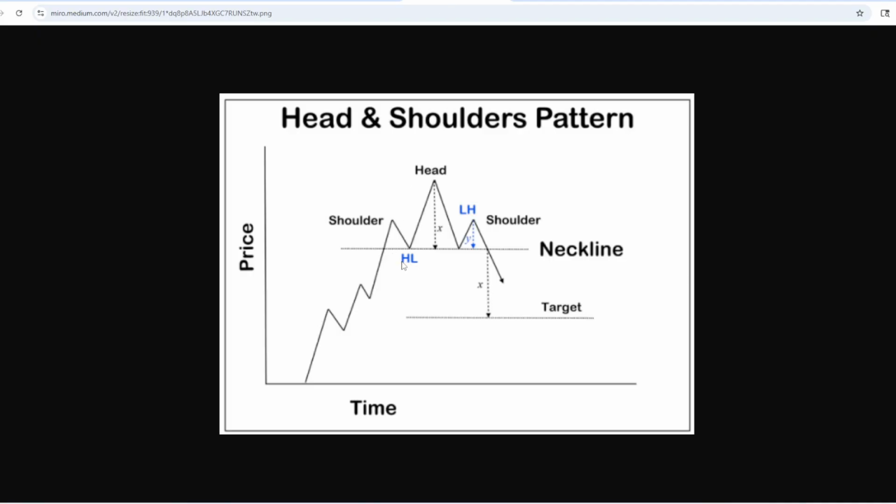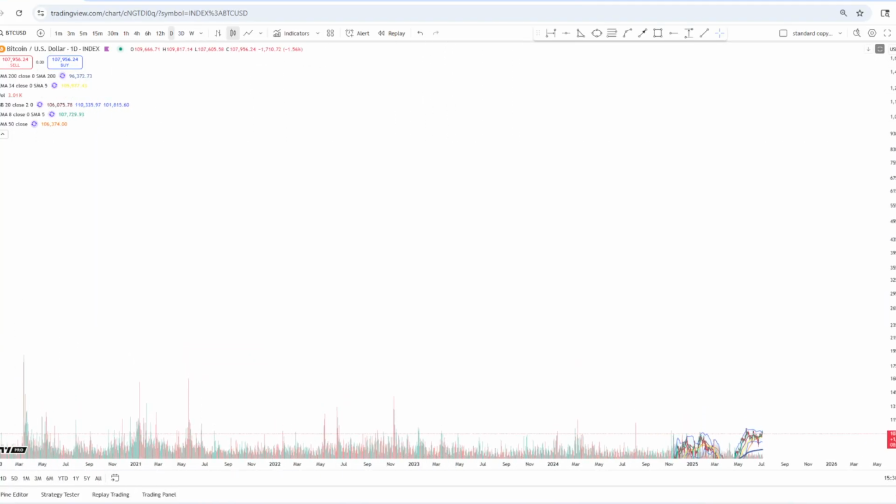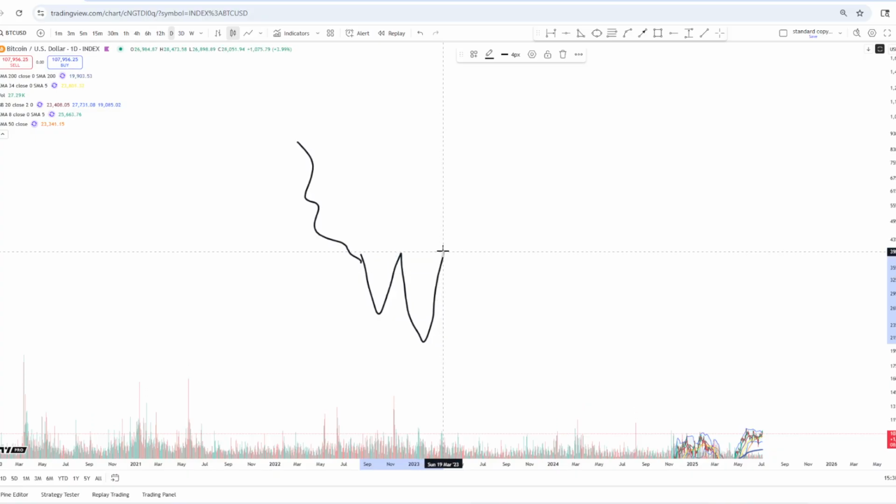For the last video, we talked about the head and shoulders pattern. Today we're going to talk about the inverse, or inverted, head and shoulders pattern. Now, this can come after a move down. After a move down, an initial low is set. Then you set a lower low, come back, and set a higher low.